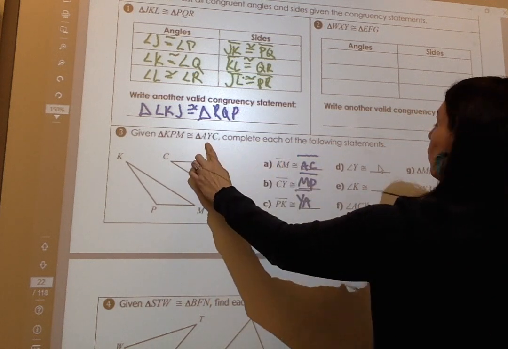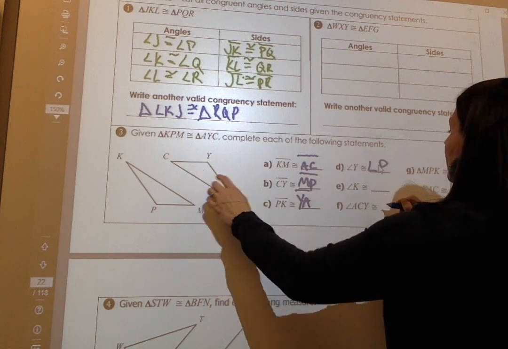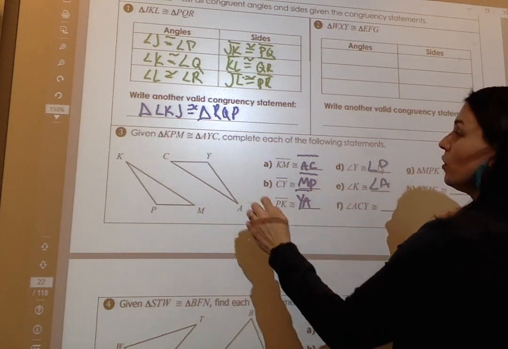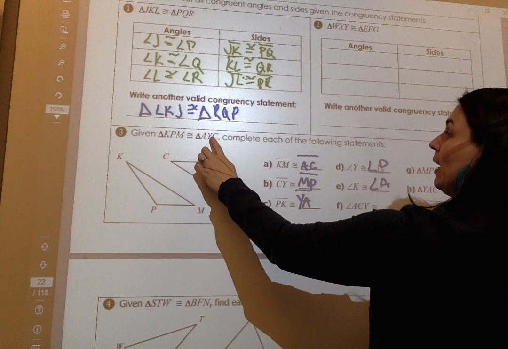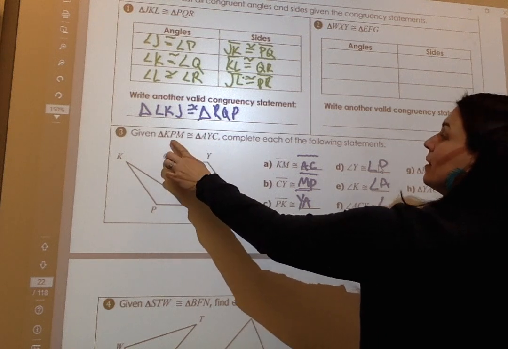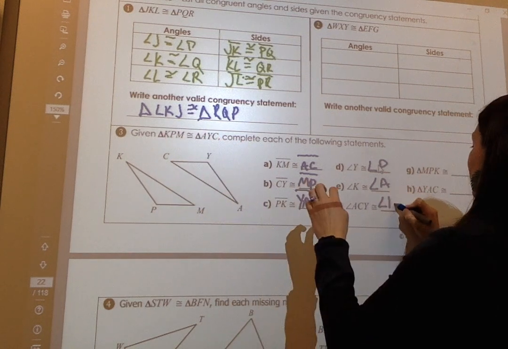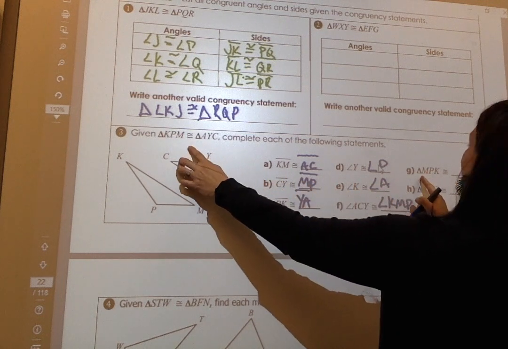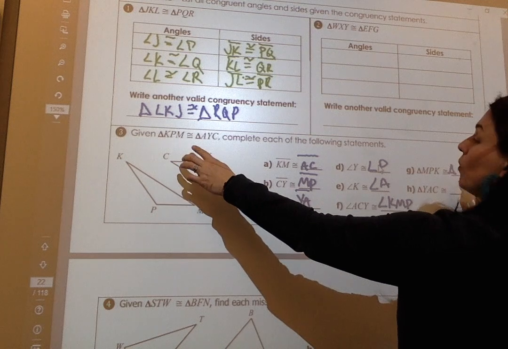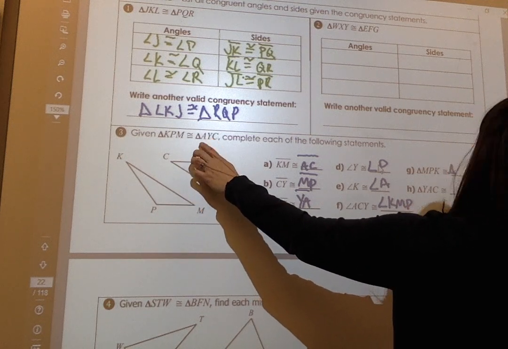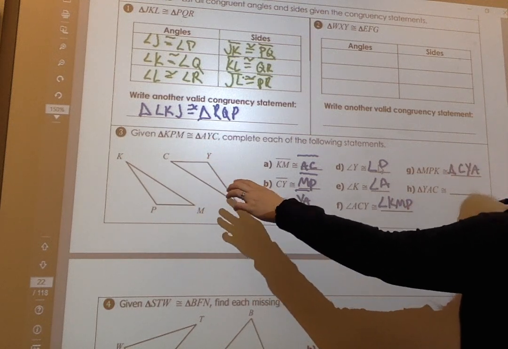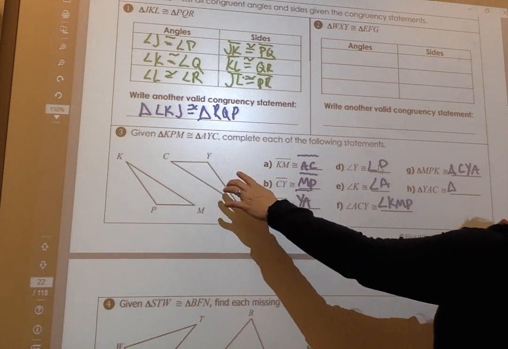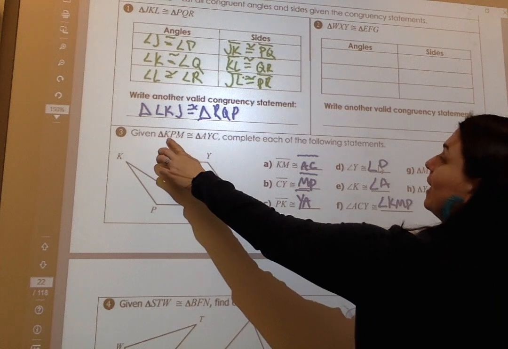You could say that angle Y is congruent to angle P. You could say that angle K is congruent to angle A. You could say that triangle ACY is congruent to triangle KMP. You could say that triangle MPK is congruent to triangle CYA. That's funny. And you could say that YAC is congruent to PKM.